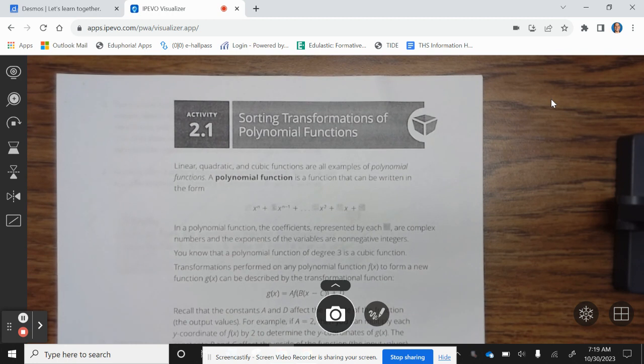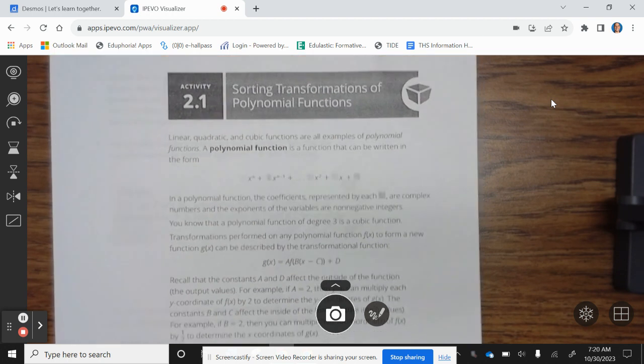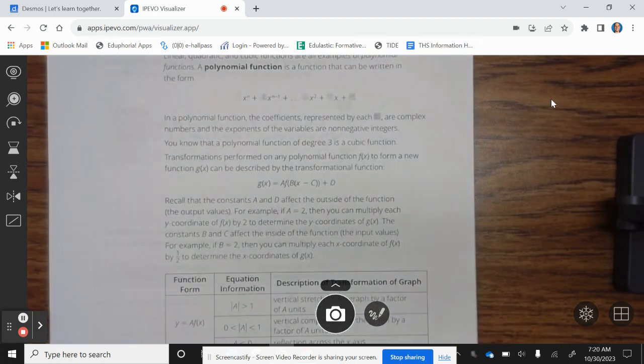Activity 2.1, sorting transformations of polynomial functions. Linear, quadratic, and cubic functions are all examples of polynomial functions. A polynomial function is a function that can be written in the form x to the n plus x to the n minus 1 plus dot dot dot x squared plus x plus a number. In a polynomial function, the coefficients represented by each number are complex numbers and exponents of variables are non-negative integers. You know that a polynomial function of degree 3 is a cubic function.